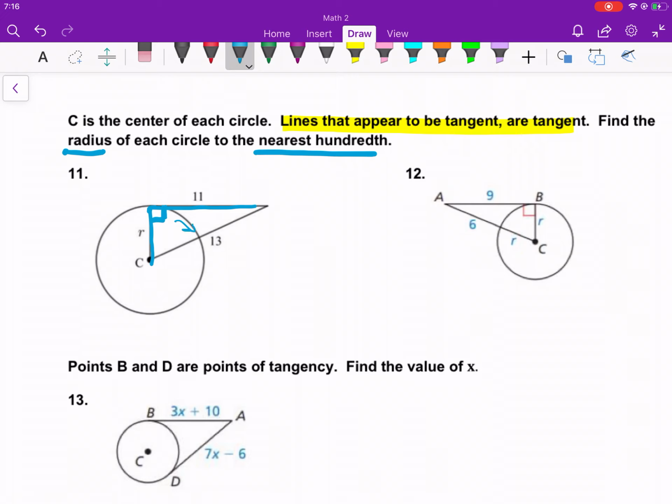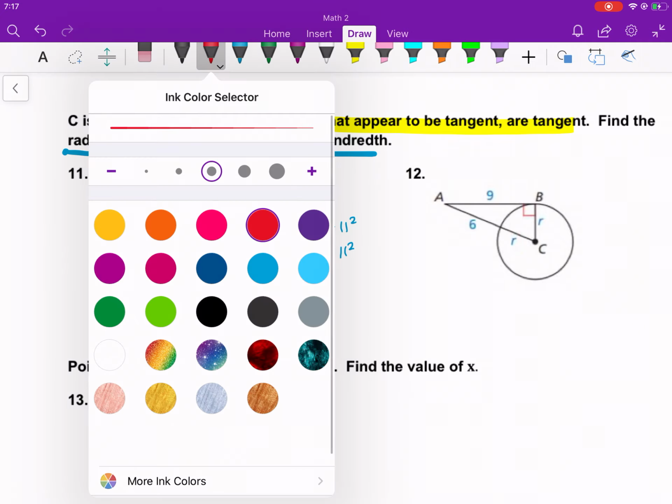Now, if you're looking for a leg, remember there is actually a shortcut to doing this. So I can say 13 squared is equal to my leg squared plus my leg squared. Or I could have just said my leg squared is equal to the hypotenuse squared minus the other leg squared. Okay, let's go ahead and figure out what that is equal to. 13 squared minus 11 squared is 48. So r squared equals 48. Now we're not done because we need r.